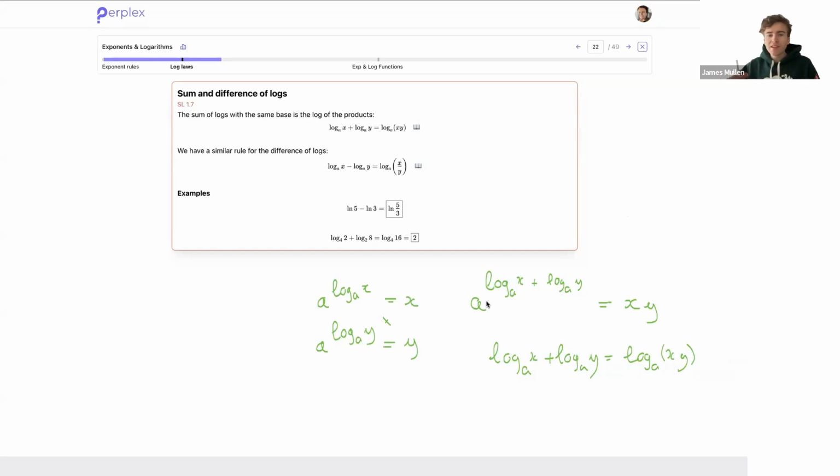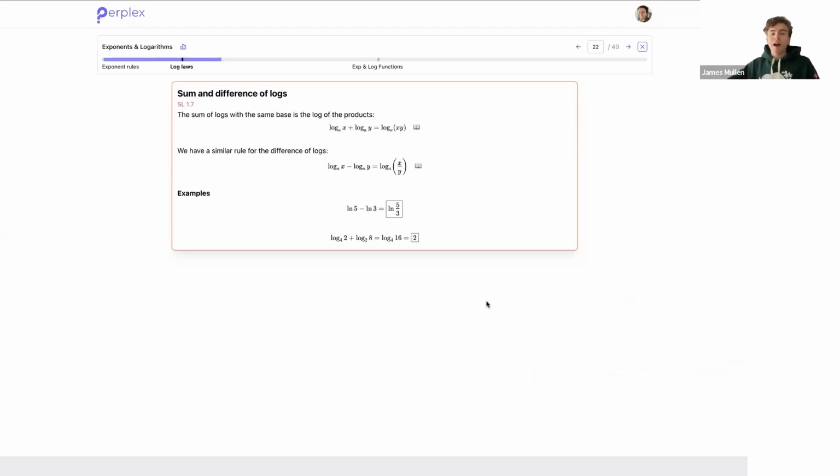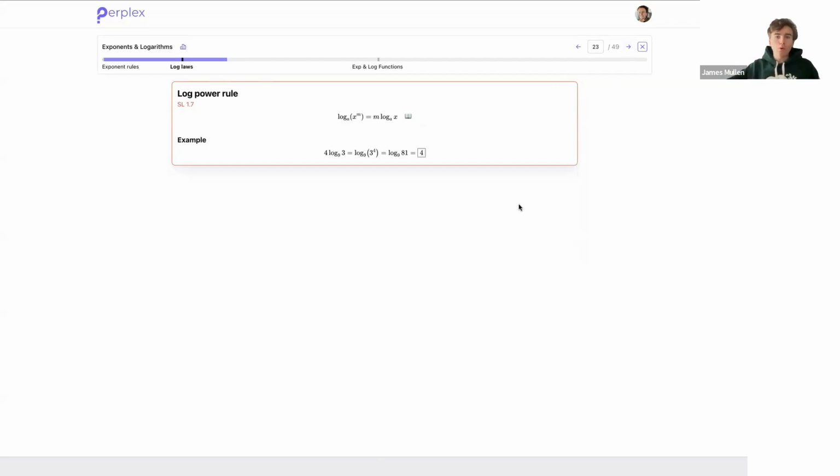Now, I think you can see how I might show a similar rule for log base a of x minus log base a of y, and that's simply going to give me log base a of x over y. So in this example on the screen, I have ln of 5 minus ln of 3, and I recognize that as a difference of logs both in base e, so I can write that as ln 5 over 3. Similarly, if I have log base 4 of 2 plus log base 4 of 8, that's just going to be log base 4 of 16, which is 2.